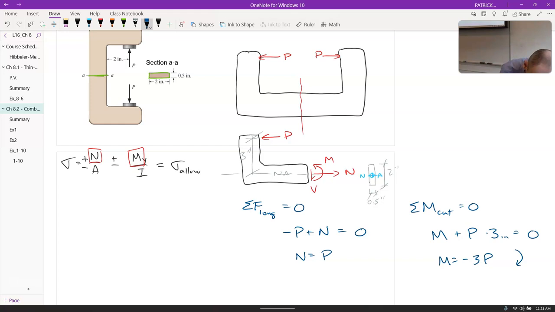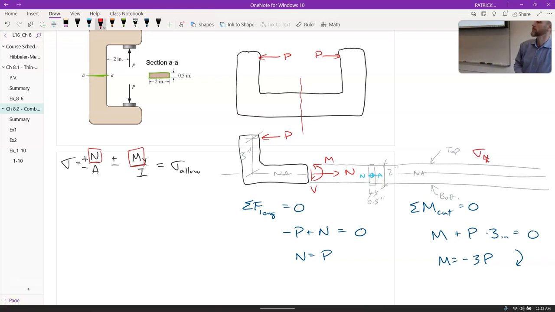I see a couple of confused faces. Let me project out over here. This is my neutral axis. This is my top edge. This is my bottom edge. So if we look at the stress due to N over A, what is that on the profile of our cross-section going to be? Does it vary? Is it uniform? We treat that as just a uniform constant everywhere, right? So it's in tension. It's just uniform everywhere.